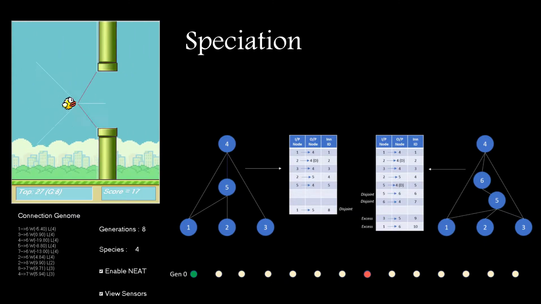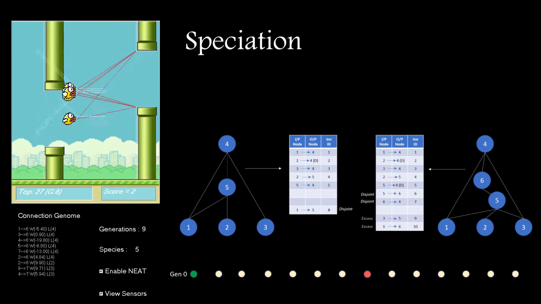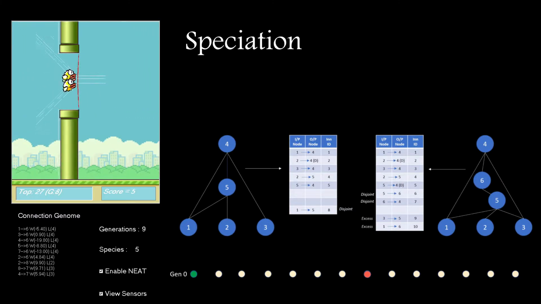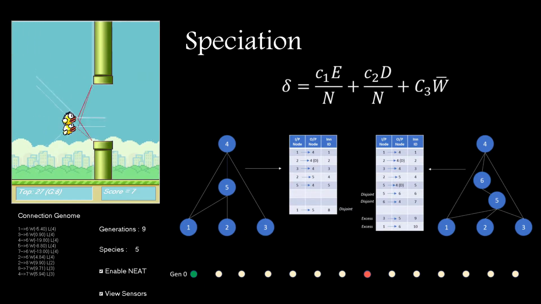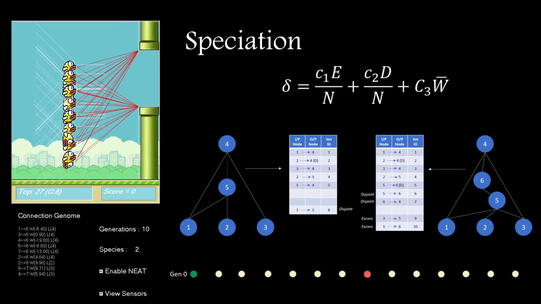So how does it do the comparison? It simply adds up the connections that are not present in both parents. They are called excess and disjoint genes. It's a disjoint gene if the connection innovation number is within the range of the other parent's innovation numbers, and it's an excess gene if it's not.